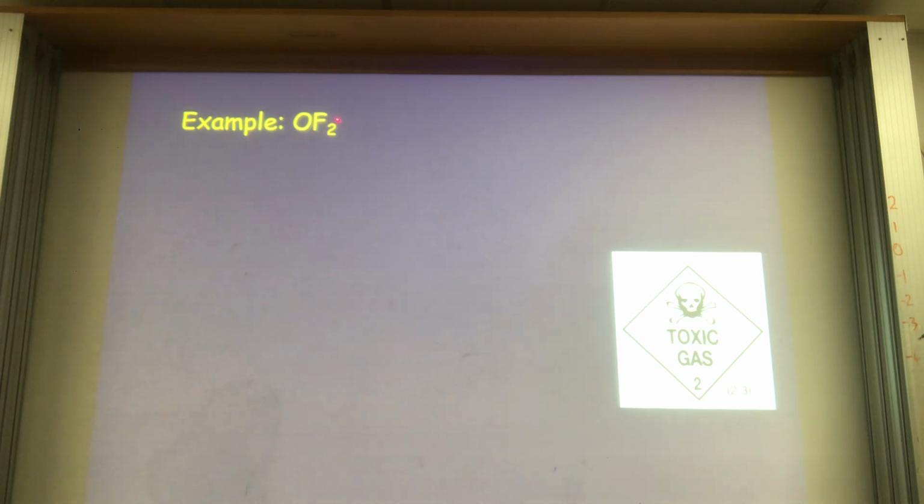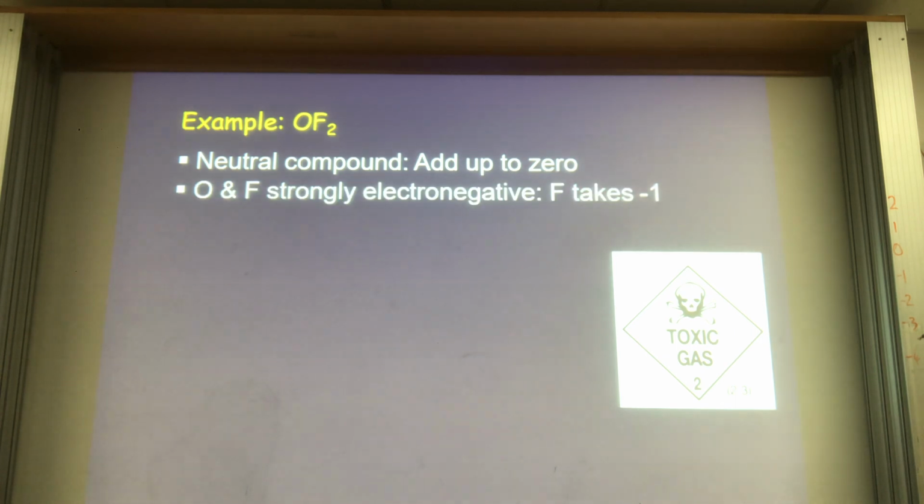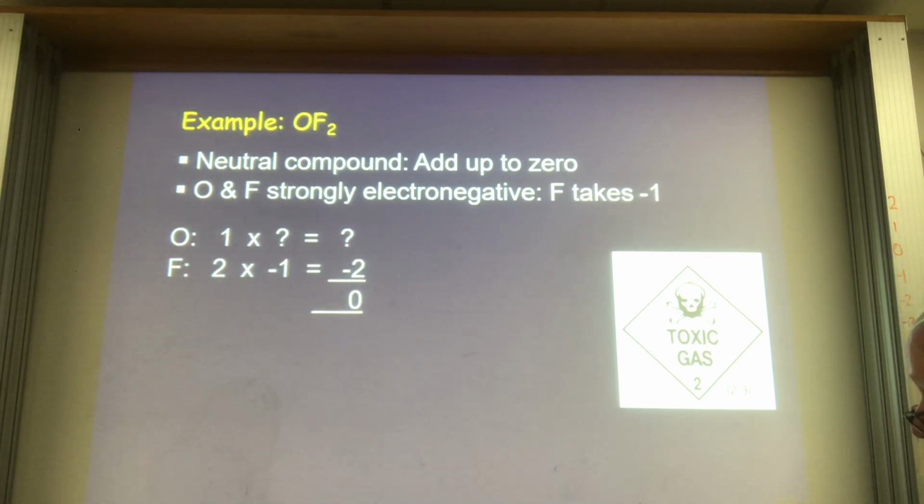Okay, now our example of a combination of strongly electronegative elements. It's a neutral compound, so the oxidation numbers will add up to 0. Now, fluorine and oxygen. Fluorine's more electronegative, so it's going to be like the fluoride ion, it's going to take -1. The sum, therefore, will give us oxygen equaling +2.